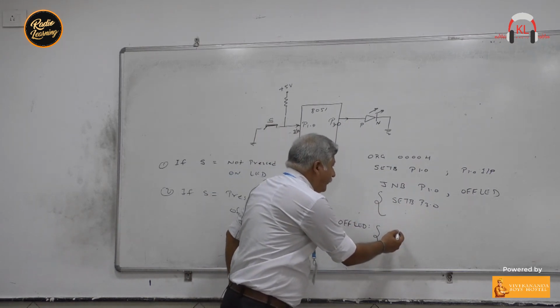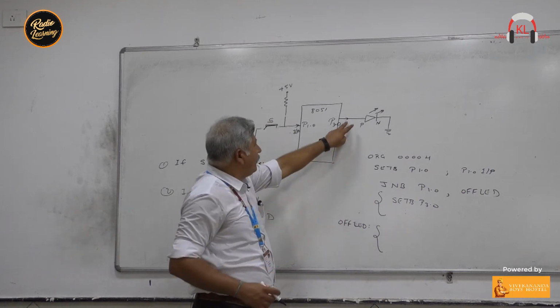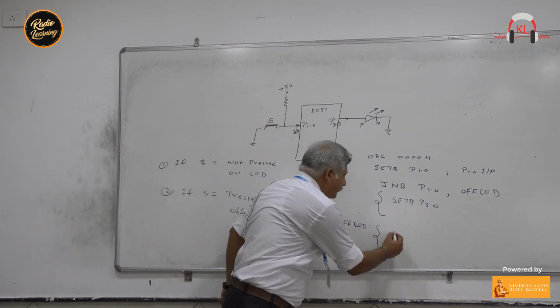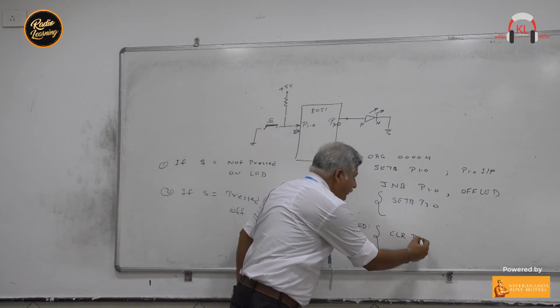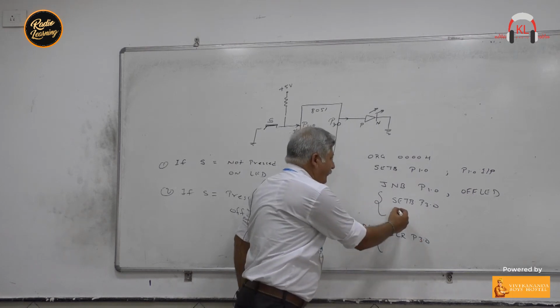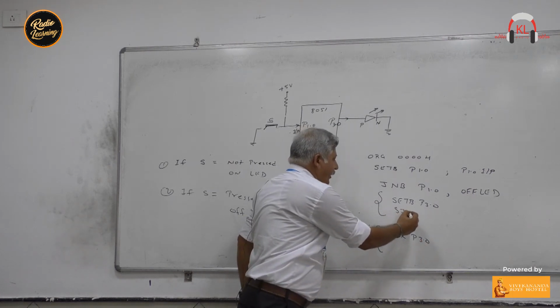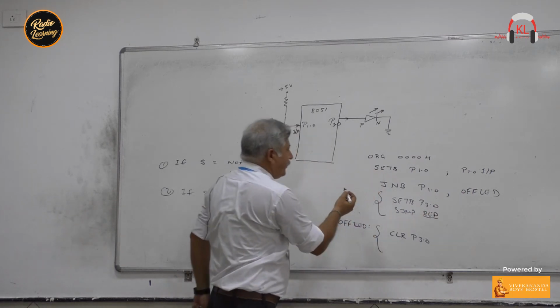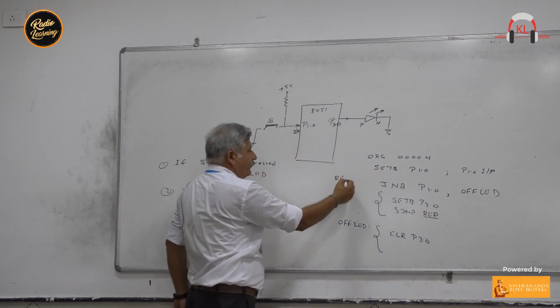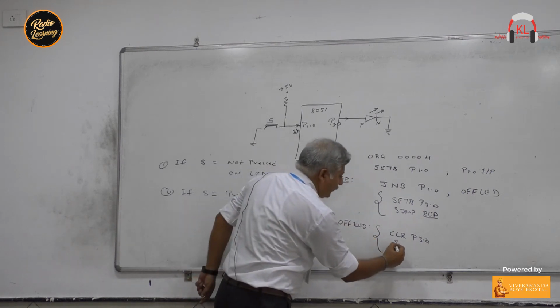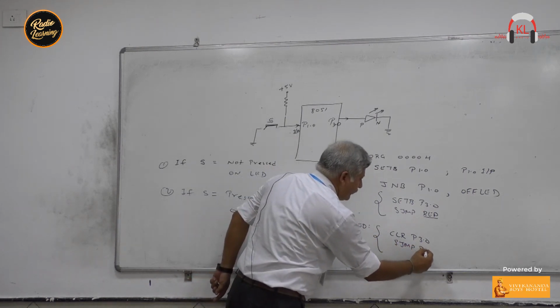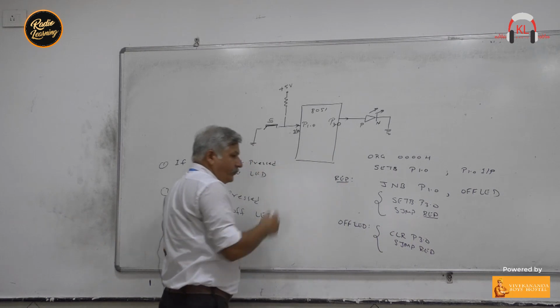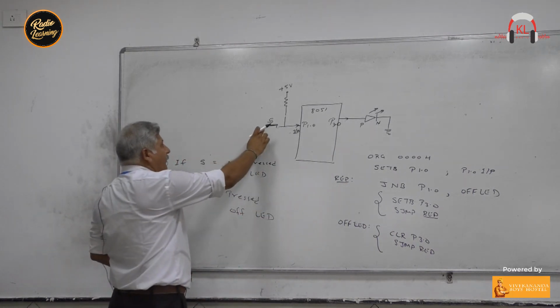And here we have to make the LED off. How will the LED be off? To make this pin 0. So CLR P 3.0. And here I will write another instruction as jump REP, repeat. We will repeat it this way. Here as jump REP. Right? Now we will see one example.